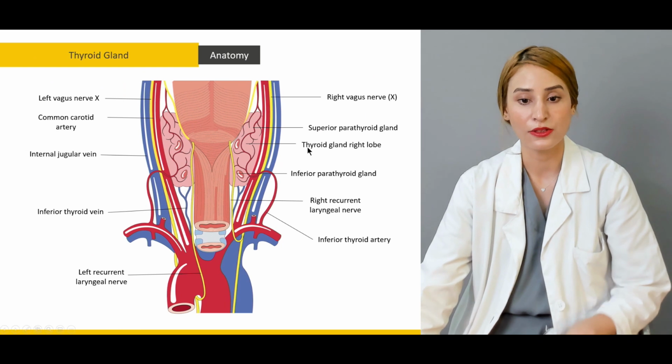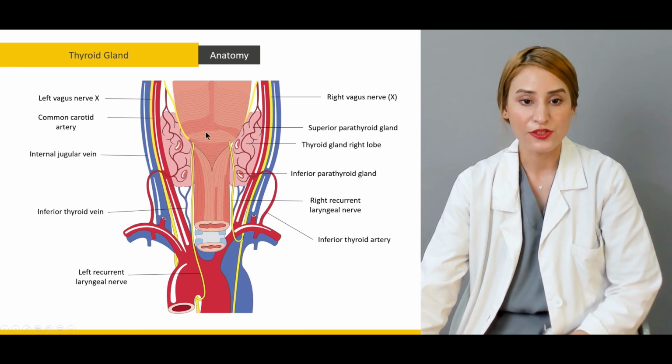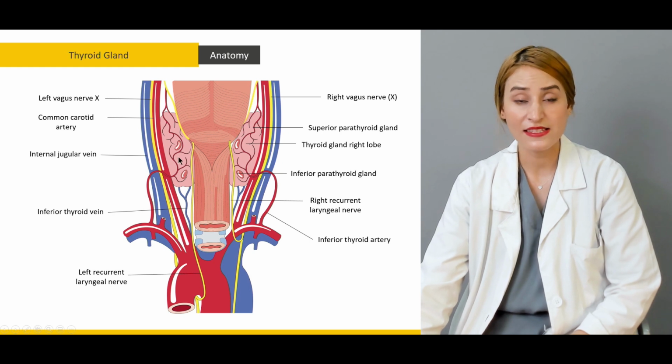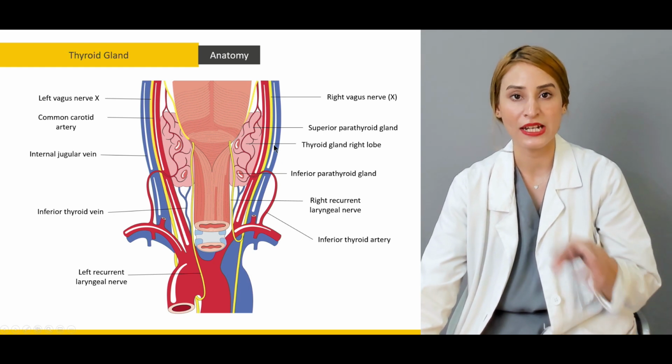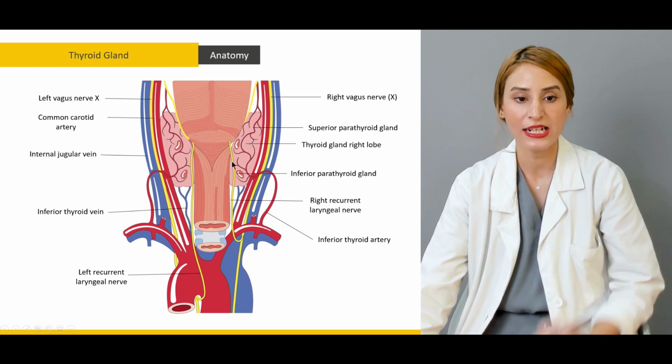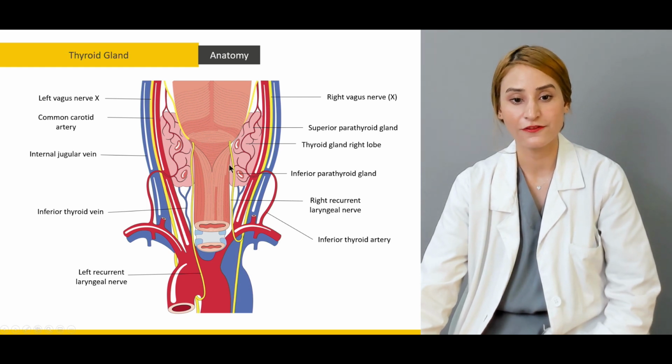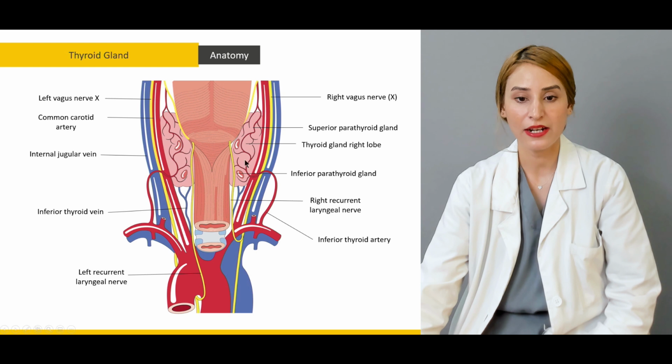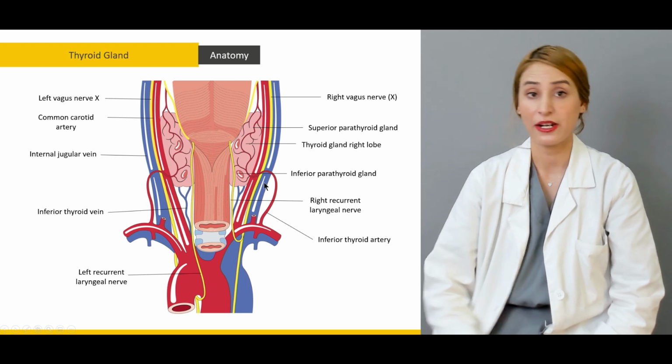If you look at this picture, this is basically the thyroid gland. There's an isthmus which is connecting both the right and the left lobes of the thyroid gland, and basically these are the two superior parathyroid and two inferior parathyroid glands.